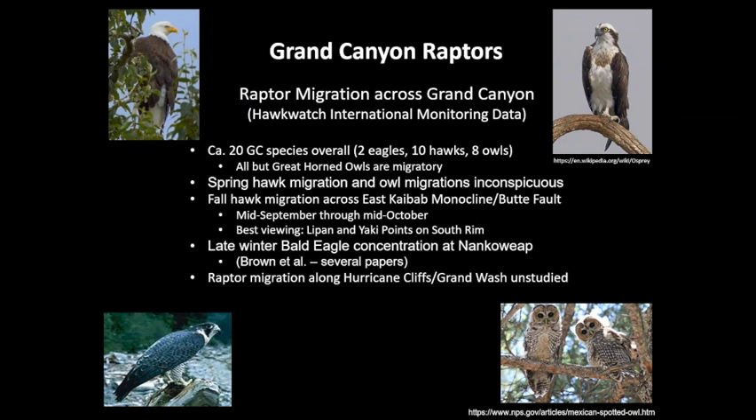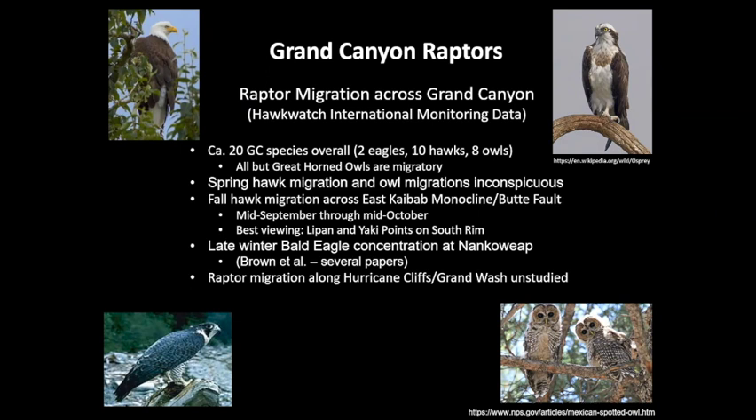However, the fall hawk migration across the East Kaibab Monocline and the Butte Fault is just tremendous. From mid-September through mid-October, you can go up to Lipan or Yaki Points and look down on a calm autumn morning. The thermals are developing, and you might see up to 10 different species of hawks rising up out of the depths of Grand Canyon. They hit the rim, you see them look around, see the San Francisco Peaks, and take off to the south. Quite amazing.